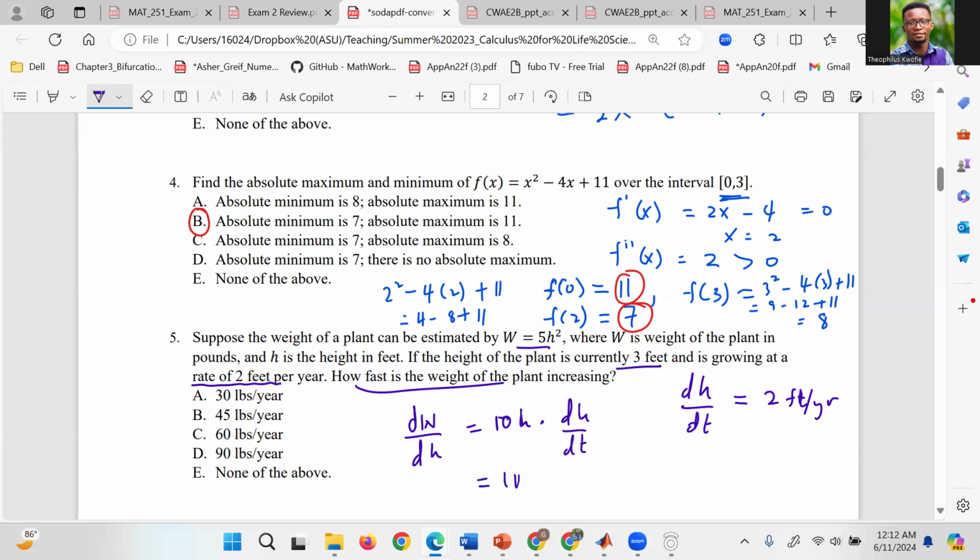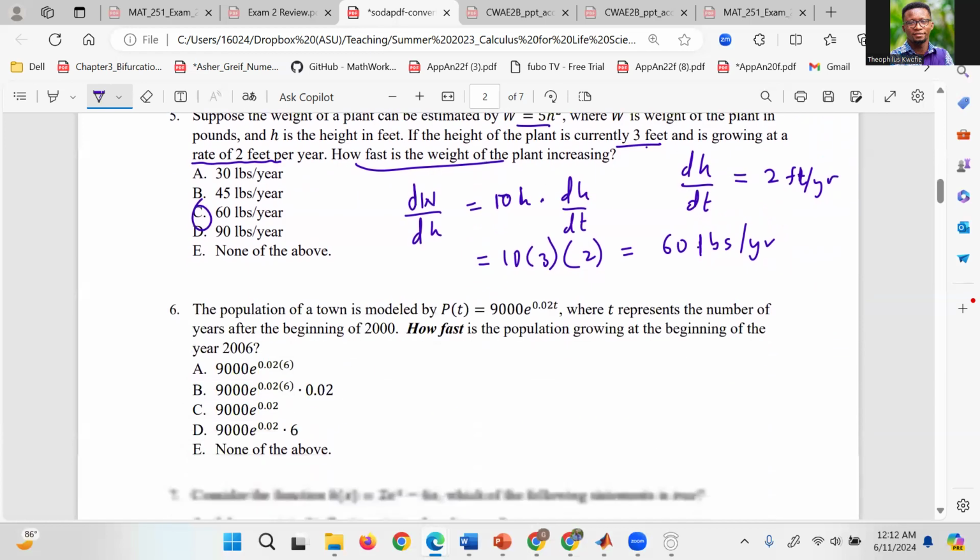Okay. What is your H? Now the H is giving us 3. And then your dH/dt was giving us 2. So on that note, we should have what? 60 pounds per year. Okay. 60 pounds per year. So our result will be C. Is that okay? This question lies on rates, rate of change. So let's take note of that.